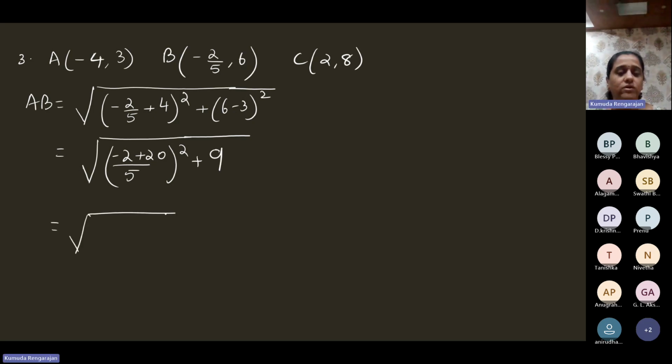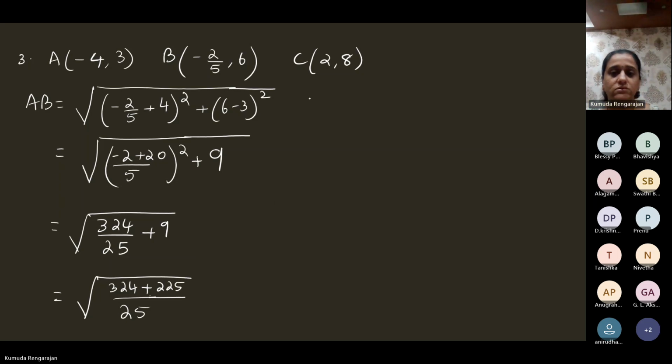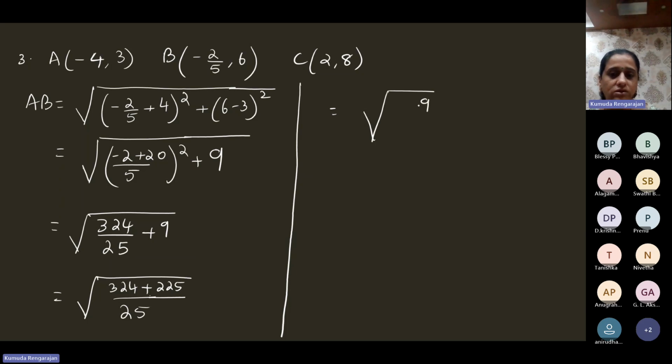So square root of, 20 - 2 is 18, 18 into 18 is 324, by 5 squared which is 25, plus 9. The common denominator is 25. So 324 plus 25 into 9, which is 225. So we have the square root of 549 by 25.